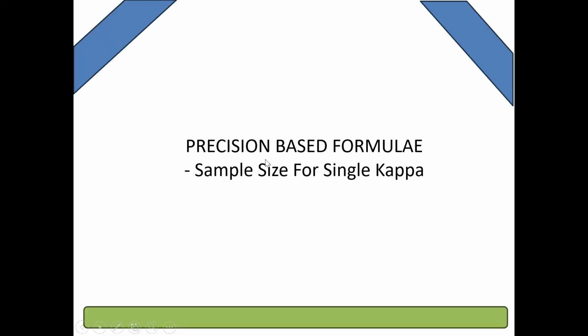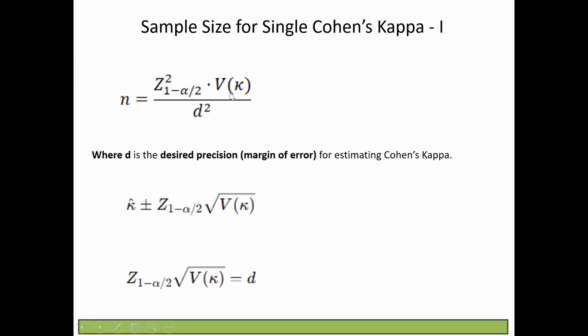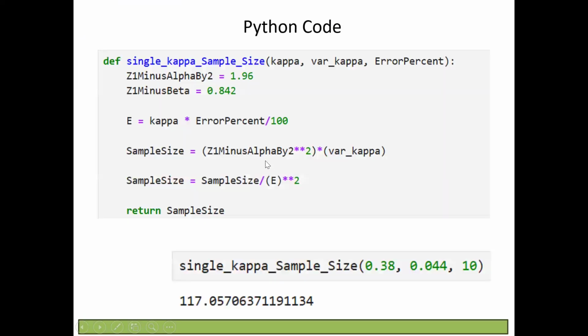Then sample size calculation for single kappa. This is how we can calculate the sample size where D is the desired precision or margin of error for estimating Cohen's kappa. And this is how we can calculate the single kappa sample size when we know the variance.